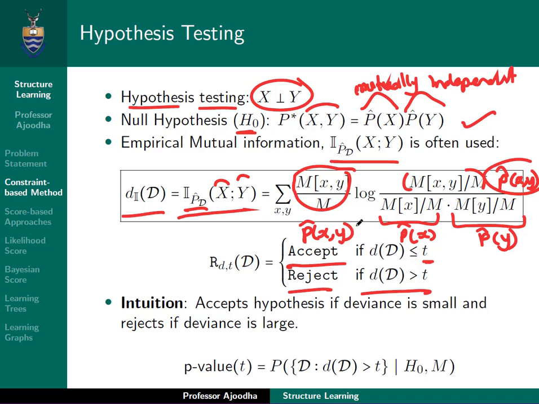And when we reject it, we put an association between them. So that's the basic idea. So how do we choose the t? Well, we use a p-value, and that'll be the probability of the data while using this empirical mutual information, or whatever metric you're going to use, being greater than some threshold given the null hypothesis is true. So that's the long story short with hypothesis testing.